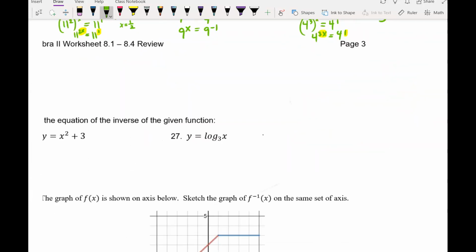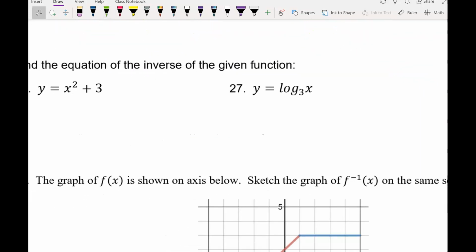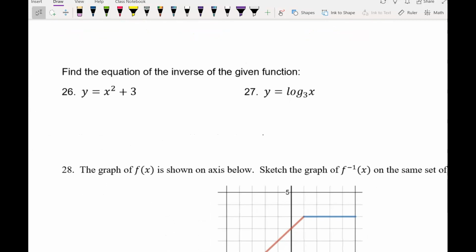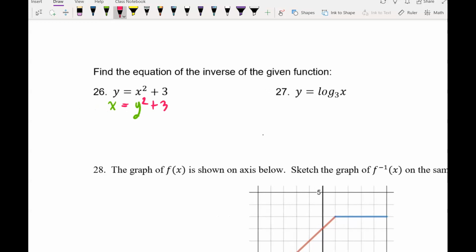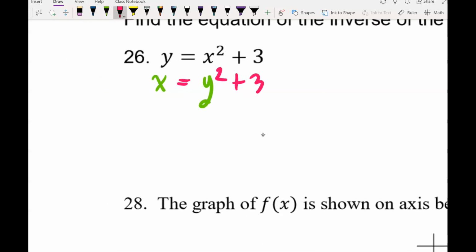All right, one more page. Find the equation of the inverse of the given function. Remember your steps to finding an inverse. Step number 1 is to switch the x and y. So if I switch the x and switch the y, I would have x is equal to y squared plus 3. That is your step 1.